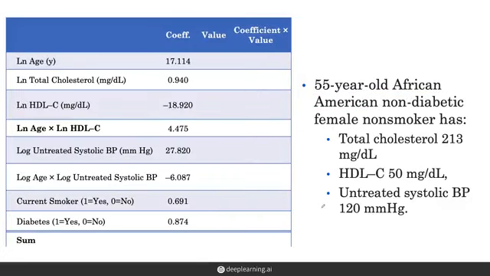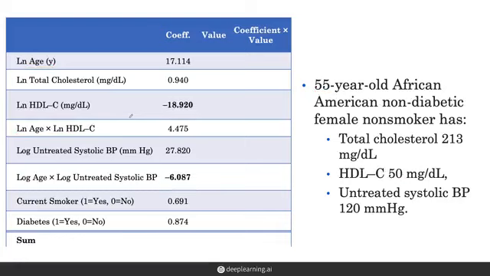There are a couple of new features in this model. First, notice that in addition to taking the natural log of some of the features, we have features which are the product of two things, like the natural log of age multiplied by the natural log of HDLC. These are called interaction terms, and we will dive deeper into why these are useful, but for now all that's necessary to understand is that for interaction terms, we're going to multiply two values. In this case, we will take the natural log of 55 and multiply that by the natural log of 50.